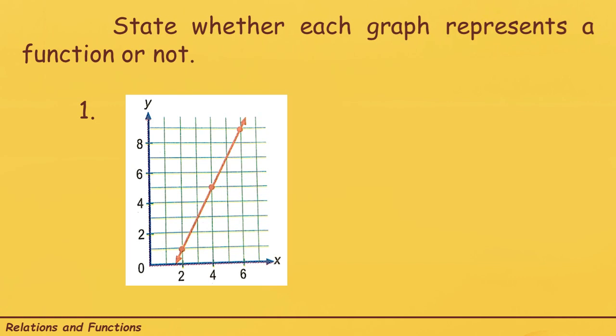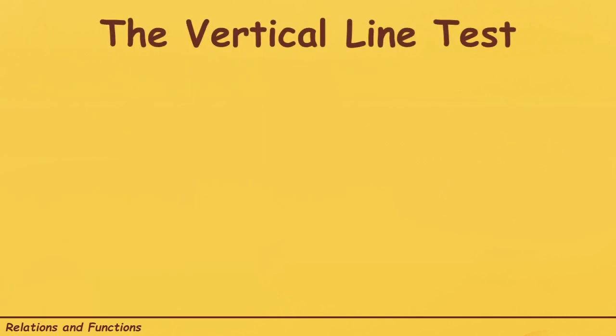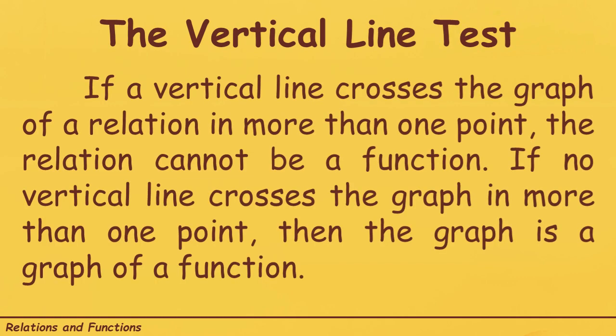Okay, so kung graph lang yung ating titignan, we can use the vertical line test. So, ito yung ating paraan kung paano natin malaman kung ang isang graph ba is a function or not a function. Okay, so if a vertical line crosses the graph of a relation in more than one point, the relation cannot be a function. If no vertical line crosses the graph in more than one point, then the graph is a graph of a function. Let us see.